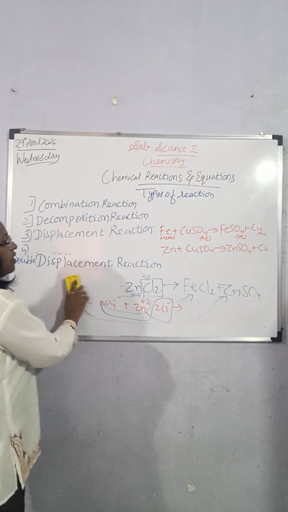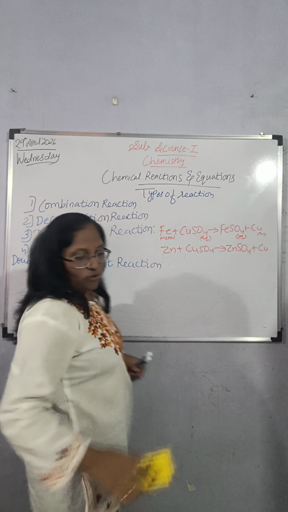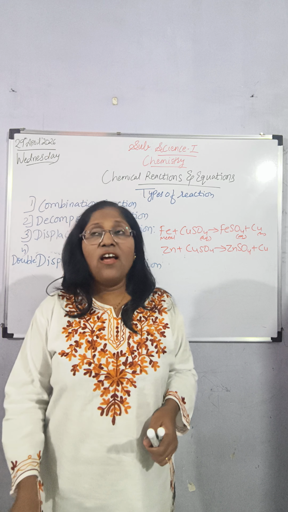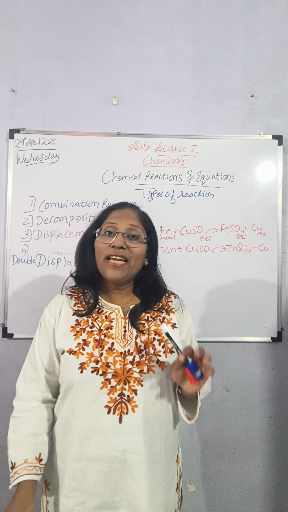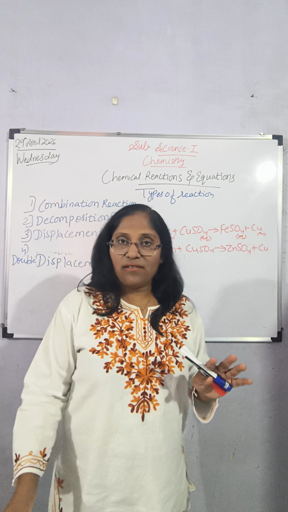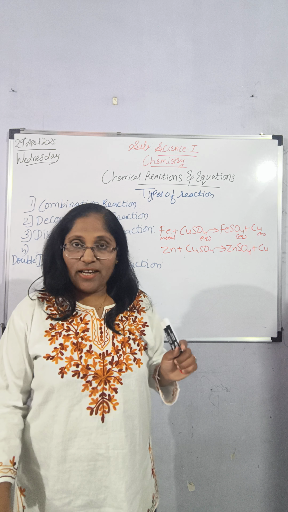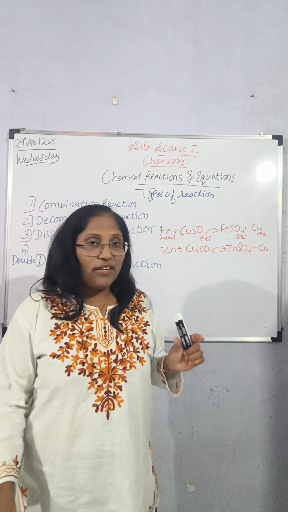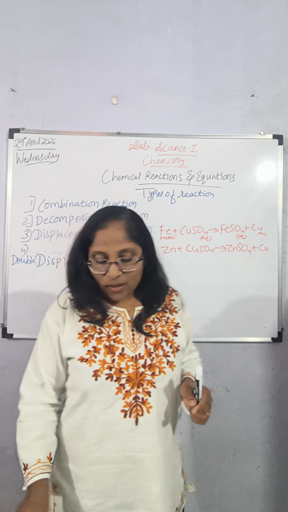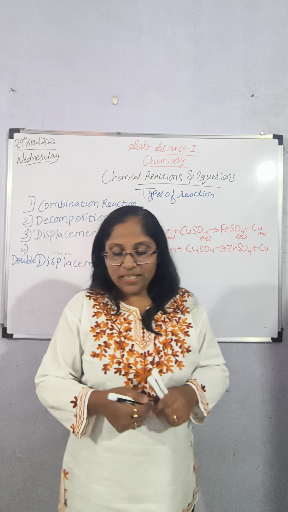Now we'll see another reaction of double displacement reaction. Here in this reaction you have to keep in mind that whatever two reactants are there, their negative radicals should not be the same. Are you understanding? Whatever reactants you have taken, the negative radical in those reactants should not be the same. Now we will move towards the next example of double displacement reaction.